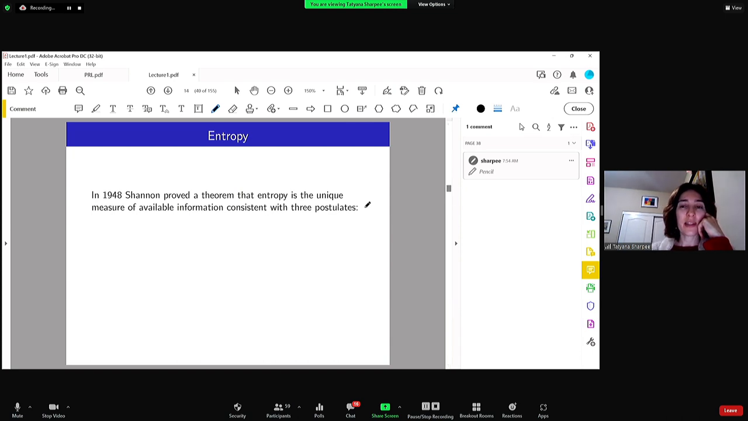And in his paper, he derives a theorem that entropy is the unique measure of available information consistent with three postulates. Also in that paper, going with examples, I would like to ask you: what do you think is the relationship between information and crossword puzzles?